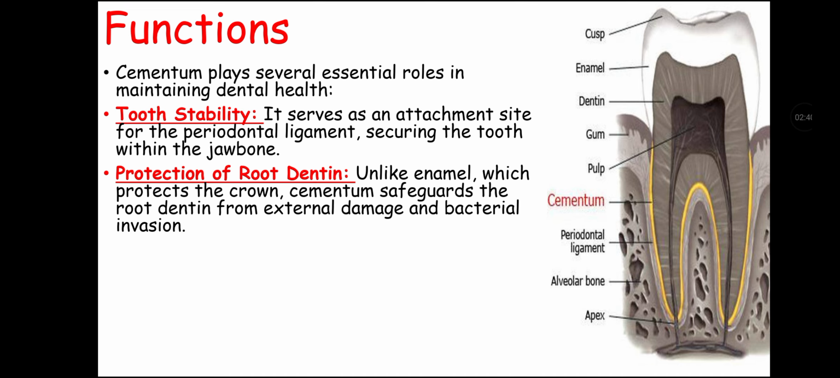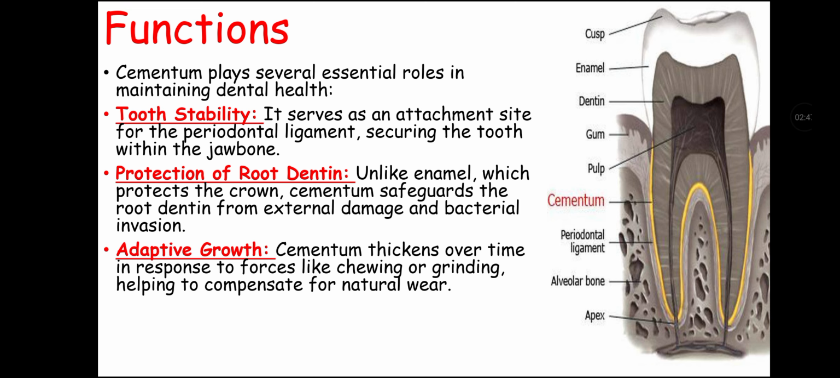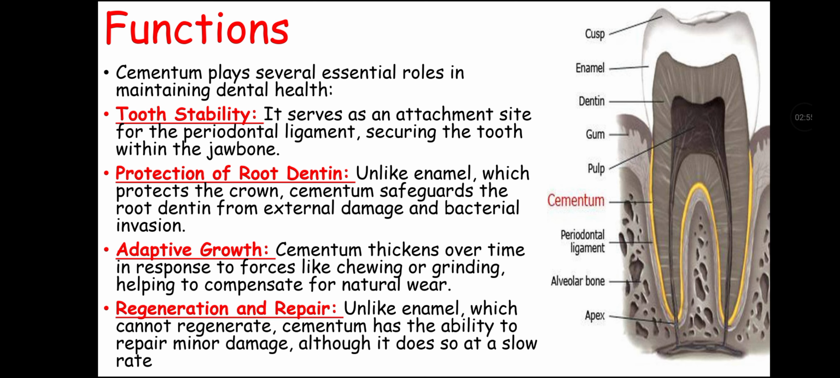Unlike enamel, which protects the crown, cementum safeguards the root dentine from external damage and bacterial invasion. The third function is adaptive growth, as cementum thickens over time in response to forces like chewing or grinding, helping to compensate for natural wear. And the next function is regeneration and repair, as unlike enamel which cannot regenerate, cementum has the ability to repair minor damage, although it does this at a slow rate, but it does regenerate and repair.